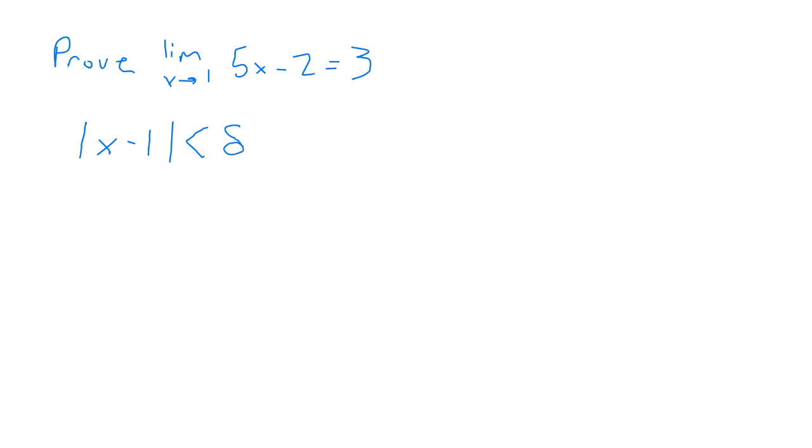So we know that delta is going to be some distance away. That's essentially saying that x can only be delta away. And because this is true, we also know that our function minus our limit is going to be less than our epsilon. So in this case, we have 5x minus 2 minus our limit 3 is less than our epsilon.